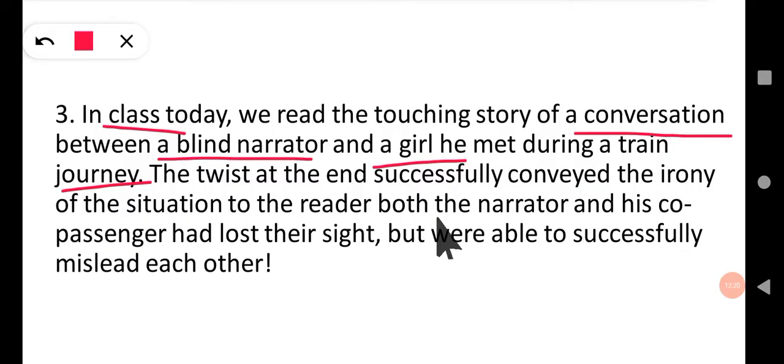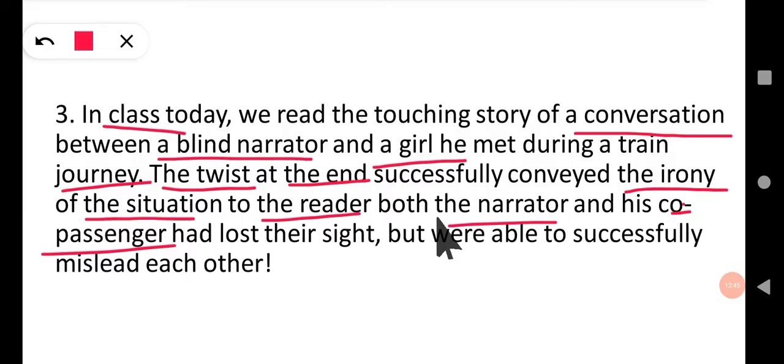Okay. See here, the twist, the plus noun, at the end is also noun form here. Next, the irony is also noun. The situation is also noun. The reader is also noun. The narrator is a noun. His co-passenger is also a noun. Okay, reader, narrator, situation, irony, all of them are noun forms.